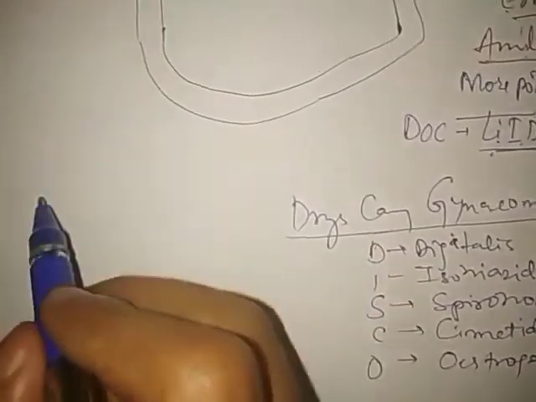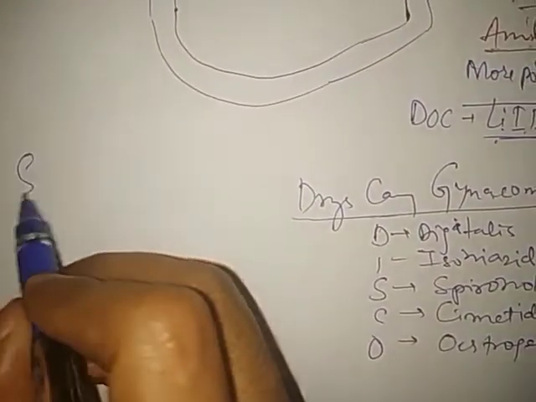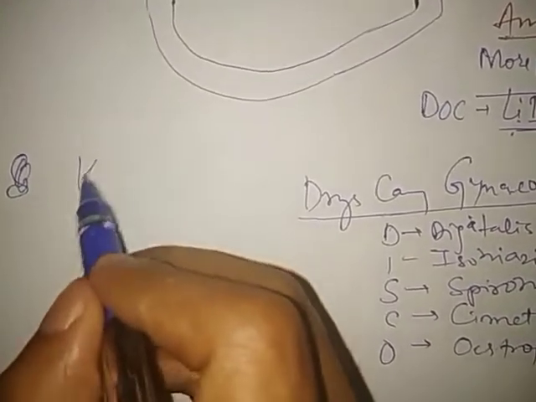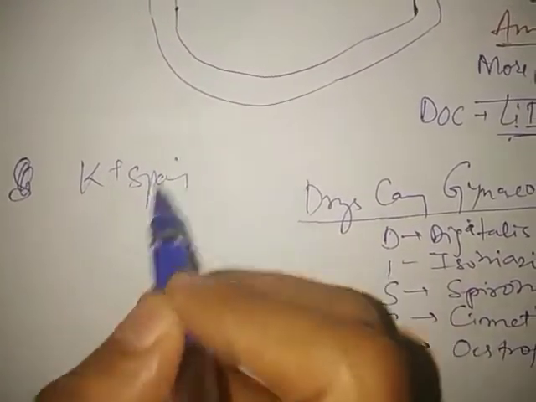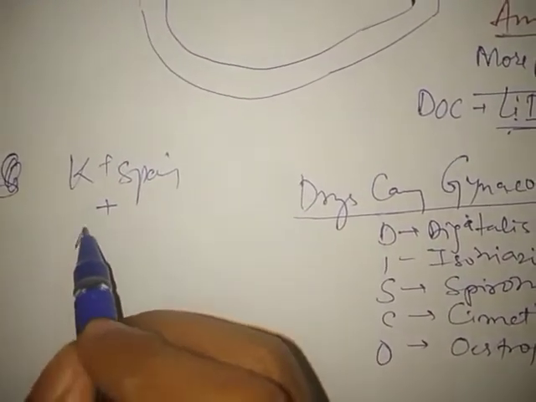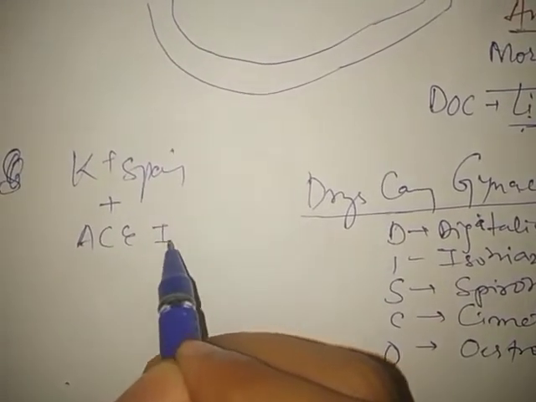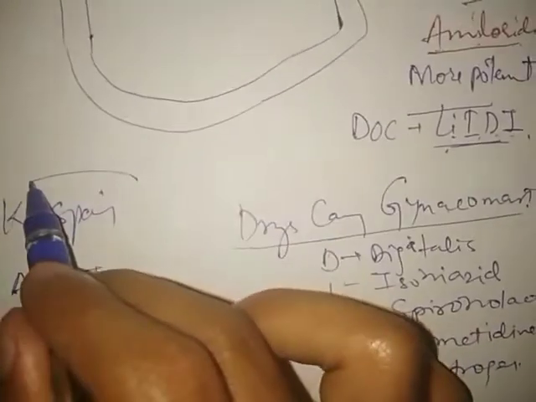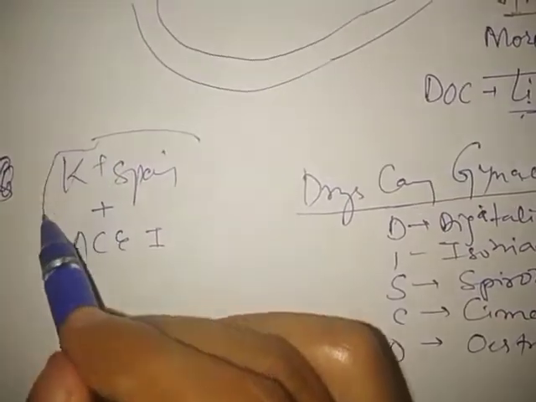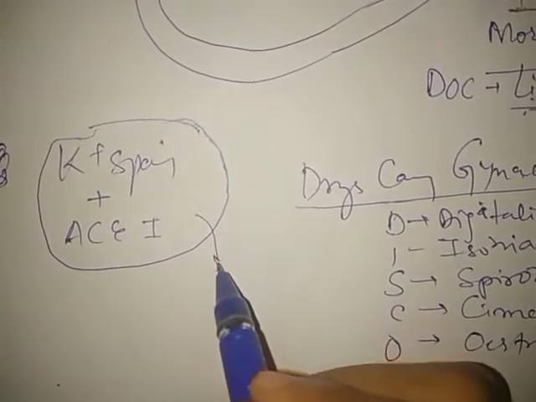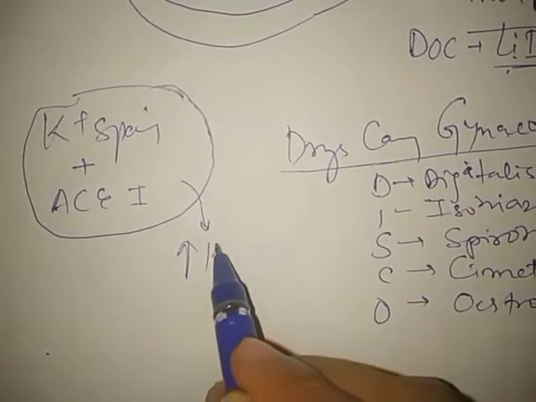Another thing is that you should not combine potassium sparing diuretics with ACE inhibitors, because it can lead to dangerous hyperkalemia.